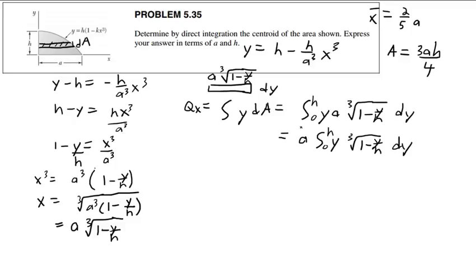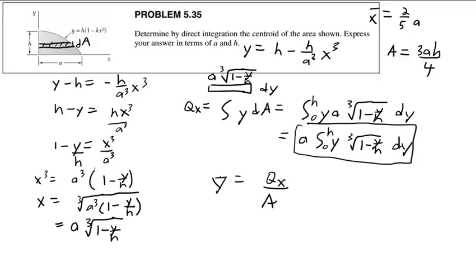But all you have to do is get this integral here, and then simply say that y bar is qx over a, like that. Again, once you set up the integral, sometimes you'll just need to consult a table of integrals to solve some of these, or dig up some info on integration by parts, etc.